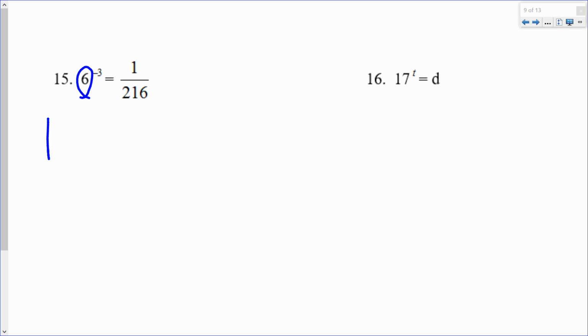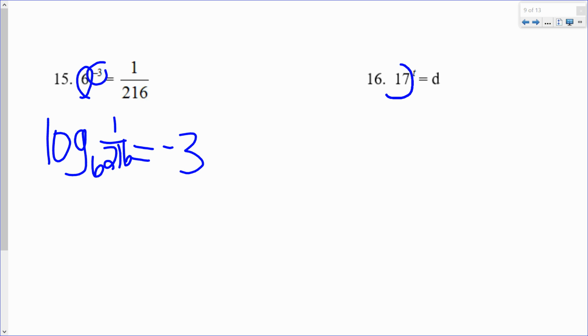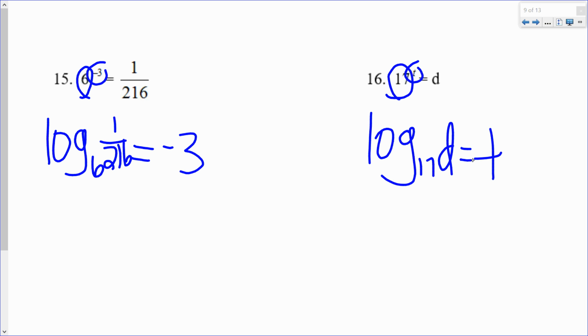Base of the log is the base of the exponent, so the log is base 6. And again, the exponent is always what it's equal to. So I would get that. Why don't you try number 16 on your own right now? The base of the exponent is 17, so the base of the log is 17. The exponent is always the answer. And that's it.